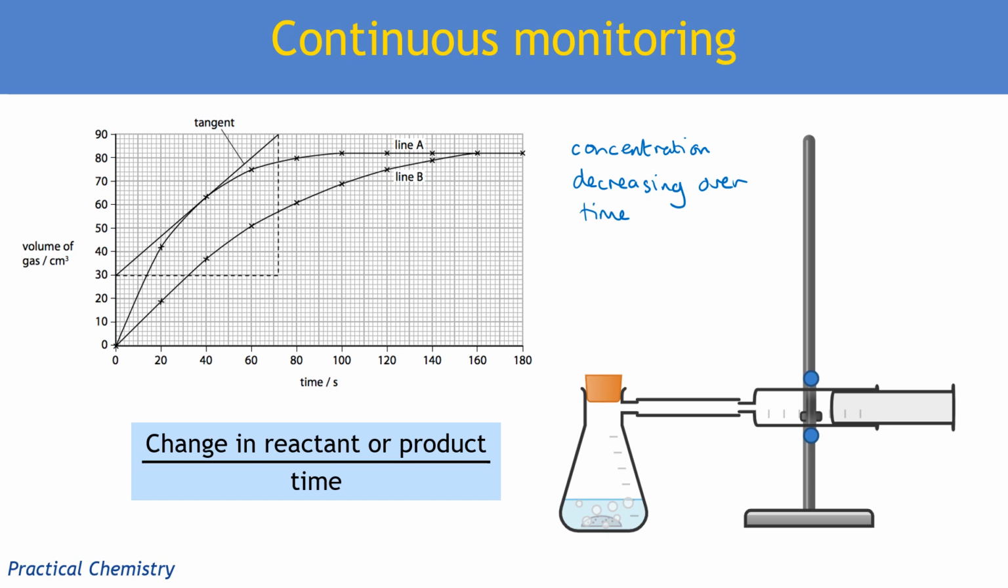And we could use this continuous monitoring method. We could find the rate at any particular point by drawing a tangent to that curve and then calculating the gradient, in this case volume of gas over time. And we can see that that gradient is changing. So we could actually take maybe 5 different tangents off this curve, and then we could plot a graph that would show how that decrease in concentration affects the rate of the reaction. So we could also use this continuous monitoring to work out the orders if we wanted to, because we can see how concentration over time affects the rate.